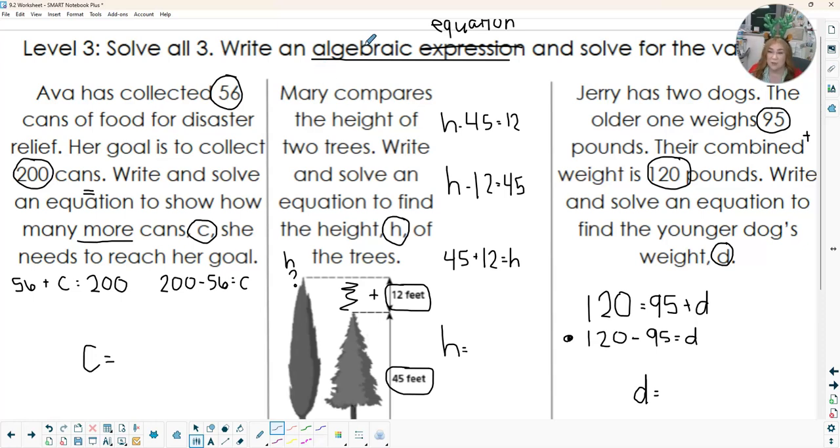So it's asking for two parts. Write the equation and then solve the equation. They are two separate things. I do not just put the answer in here. I don't replace it. We're not substituting. They are two separate steps. Write the equation, solve for the variable.